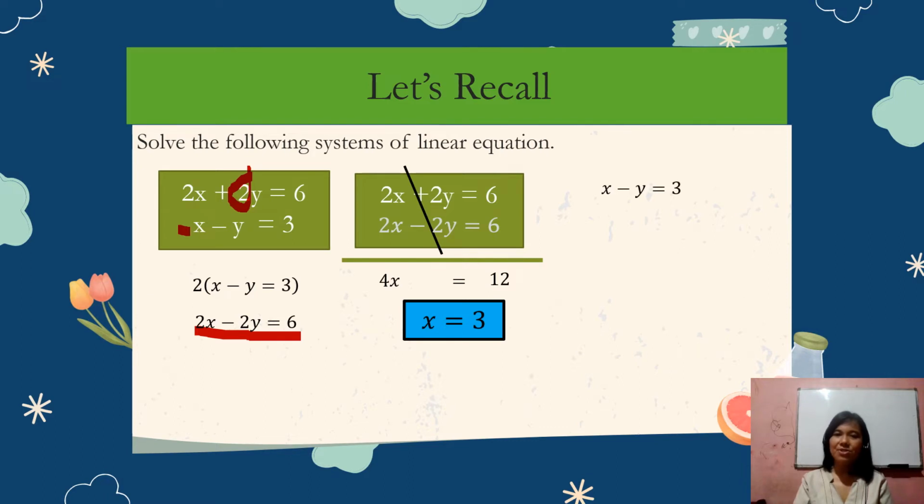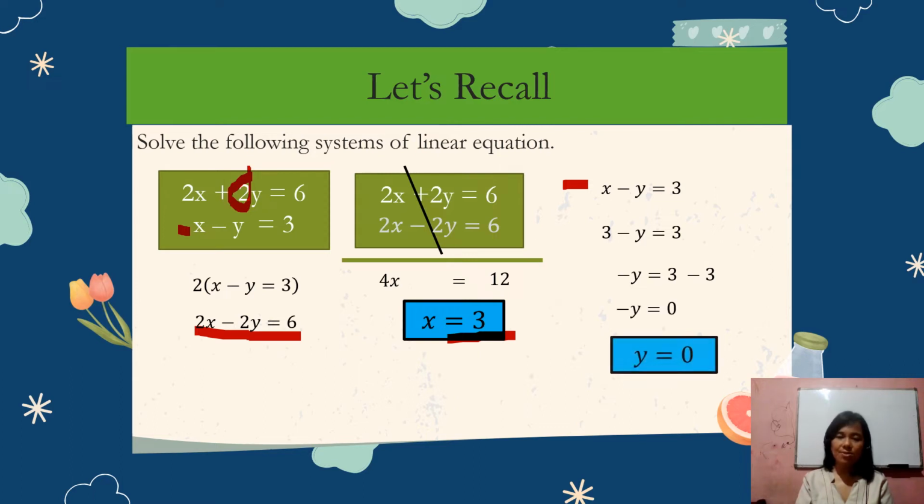Then, use equation number 2 again. Ganun din, substitute lang yung x ng 3. So, meron tayong 3 minus y equals 3. Transpose natin si 3. So, 3 minus 3 is 0. So, y is 0. Yan.